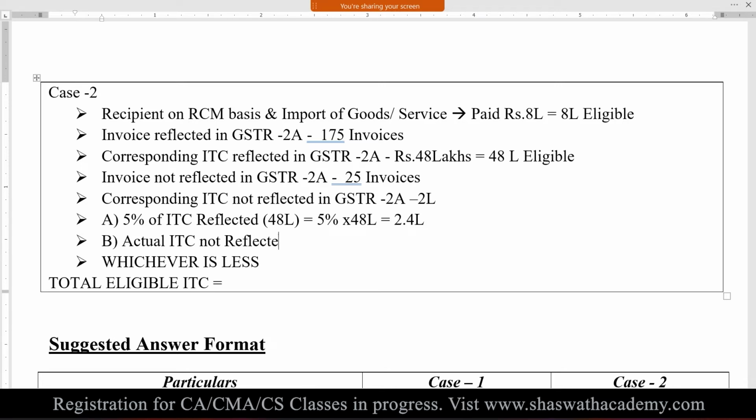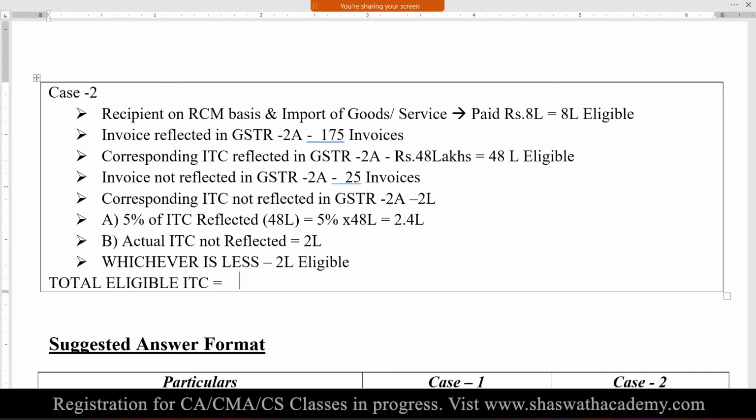Leave the spelling, just focus on it is 2 lakhs. Tell me, my dear, 2 lakhs or 2.4 lakhs, whichever is less. 2 lakhs. Therefore, I am entitled to 2 lakh credit. I am eligible for this.